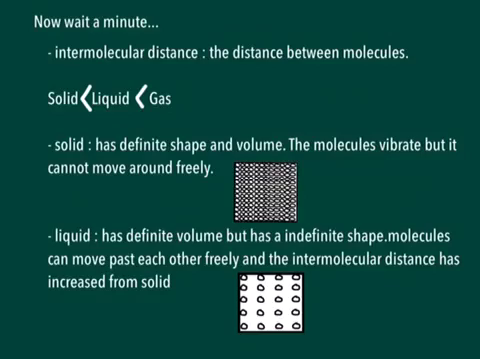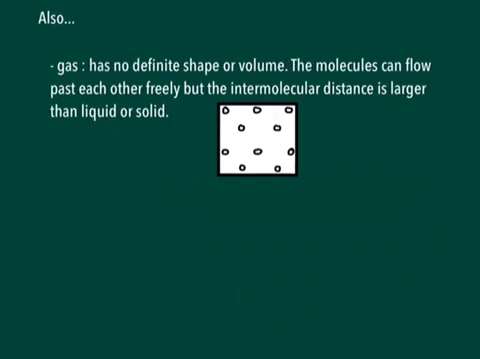Liquid has a definite volume, but it has an indefinite shape. Molecules can move past each other freely, and the intermolecular distance has increased from the solid. You also need to know that gas has no definite shape or volume. The molecules can flow past each other freely, but the intermolecular distance is larger than liquid or solid.